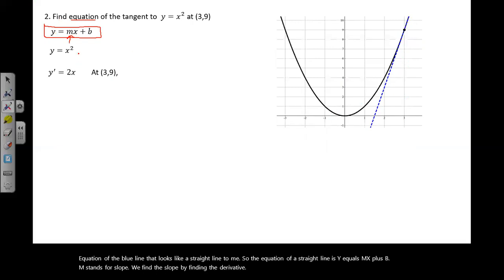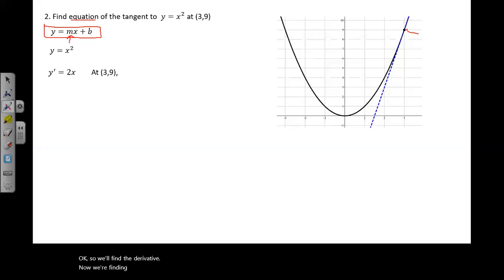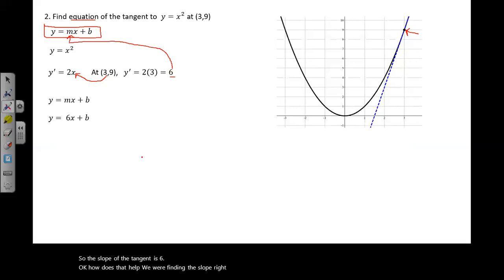Okay, so we'll find the derivative. Now we're finding the derivative right here, which is at the point (3, 9). So it looks like we can put the 3 in. So the slope of the tangent is 6. Okay, how does that help? We were finding the slope, right? So now we know this much.